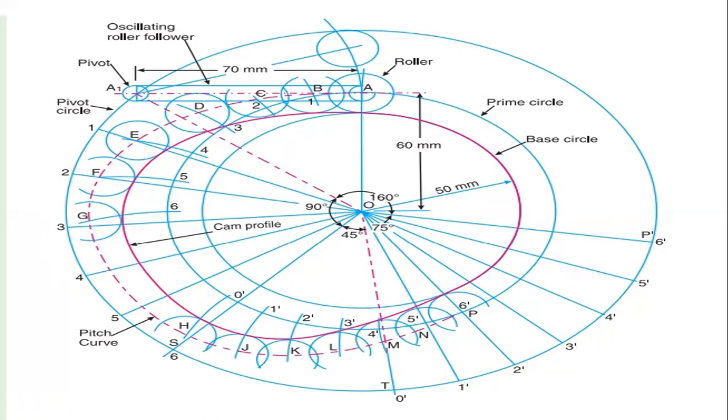Then take the second section as the dwell period, that is 45 degrees. So there we have nothing to move. Then take the values as A, B, C, D, E, F, and G.